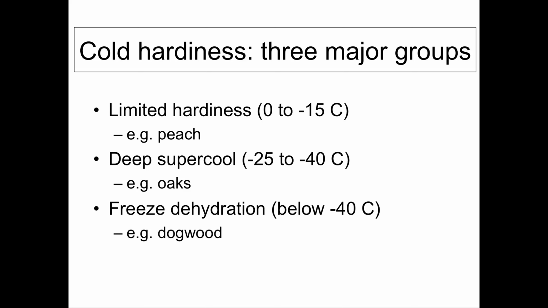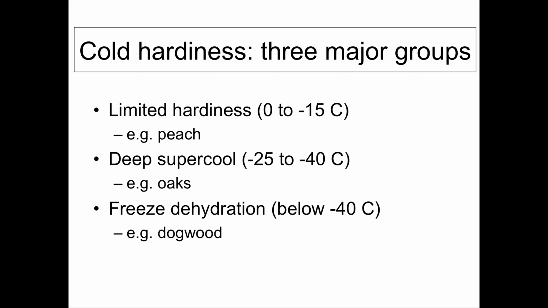So cold hardiness, there's actually 3 different groups. There's groups with limited hardiness that basically can use these strategies that get them down to minus 15. There's species that can deep supercool. So these are the ones that can go to minus 40 into this supercooled state. Oaks are a species that can do this. And then there's others that can tolerate this freeze dehydration. So there's this set of species that basically can get below minus 40.